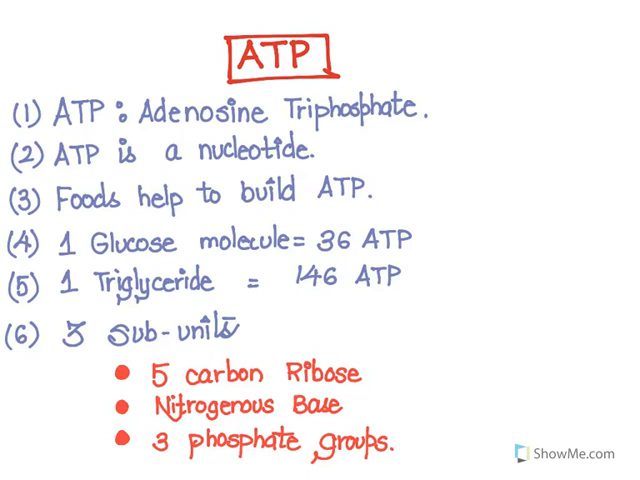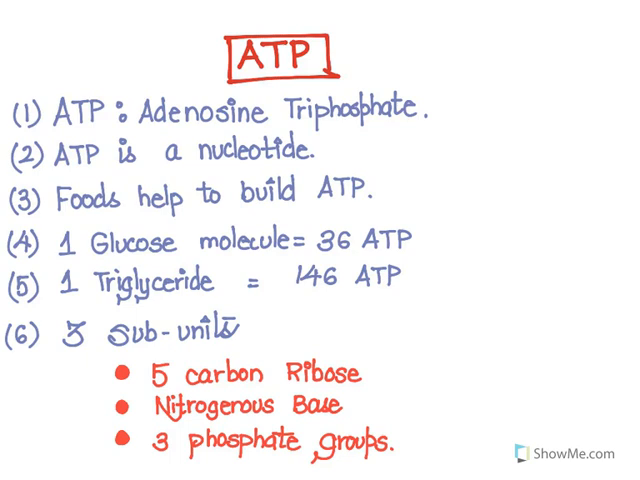Now, the very first point is that the full form of ATP is adenosine triphosphate. ATP is a nucleotide. And next, all the foods that we eat help us to build ATP in our body, in the cell. For example, one glucose molecule will help us make 36 ATP molecules. One triglyceride will help in making 146 ATP molecules.